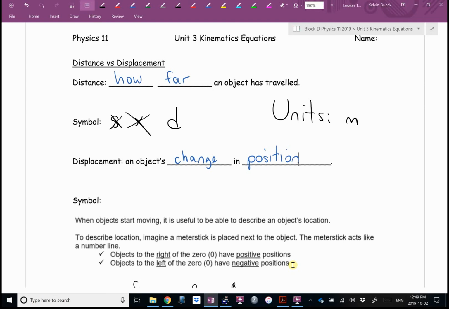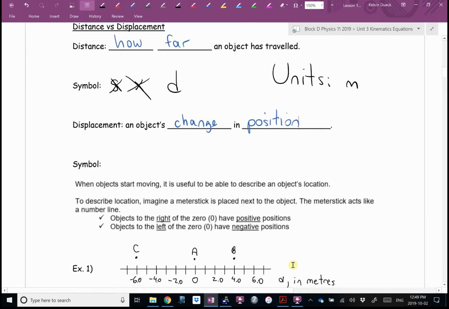Is that okay? Symbol. Well, S with a vector sign over it, but I'm not going to use that. X with a vector sign over it, but I'm not going to use that. You know what? I'm going to use that. It's also measured in meters.